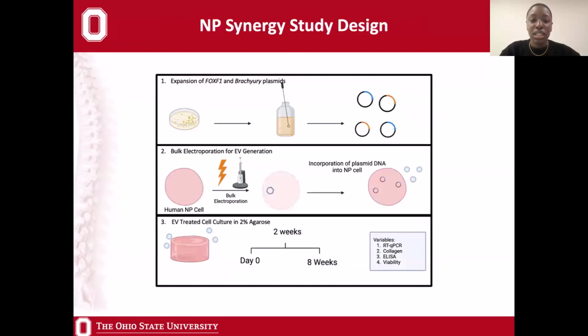Currently, we're interested in the synergistic effects of FOXF1 and brachyury, so we want to know if these two plasmids, when used to treat IVD cells together, have a greater effect of reprogramming. So we'll generate these plasmids and then transfect human NP cells to generate EVs. We'll then treat a 3D hydrogel culture with the EVs or a control and then assess variables like gene expression, collagen, protein, and viability at both 2 and 8 weeks.